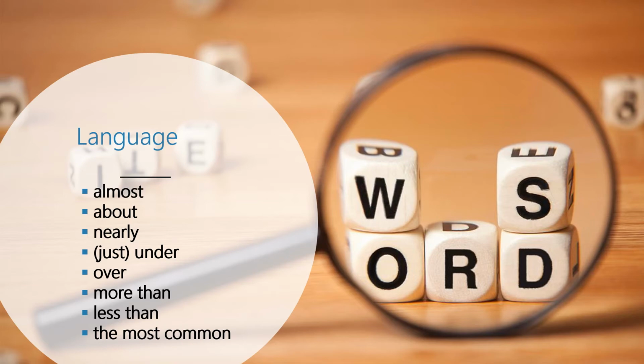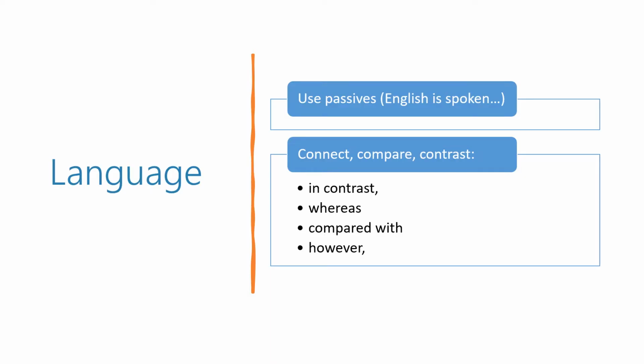For example, you can say almost 2/3 of the population are Catholic, or less than 10% have no electricity. You can also use passives to make your language more varied and less repetitive. For example, instead of saying people speak English, you can say English is spoken.